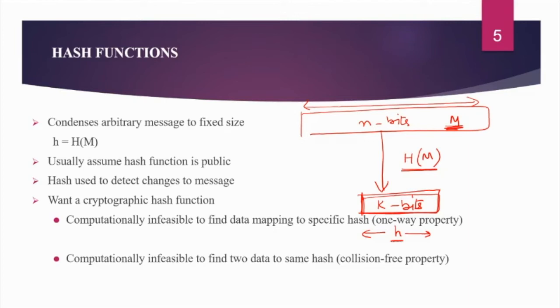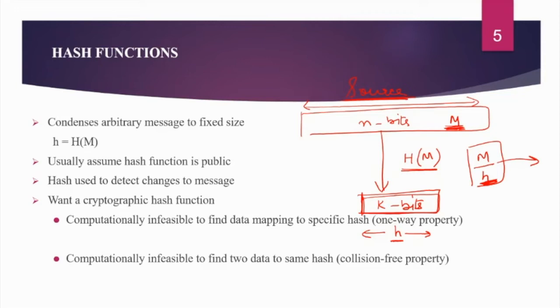So at the source end, the sender will generate the hash value corresponding to this message M, and then this message and the hash value will be appended and sent over the channel to the receiver. At the receiver's end, he will compare this hash value by recomputing the hash value on M, and can identify whether the message is changed or not, right? We will see that in detail.